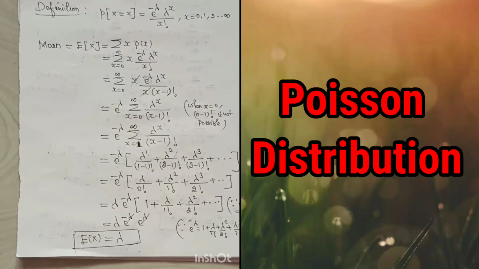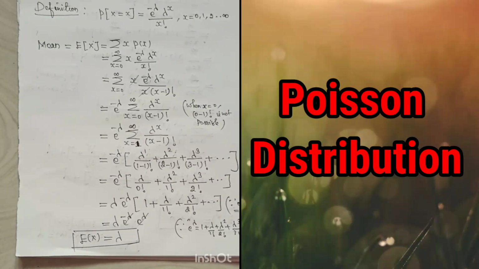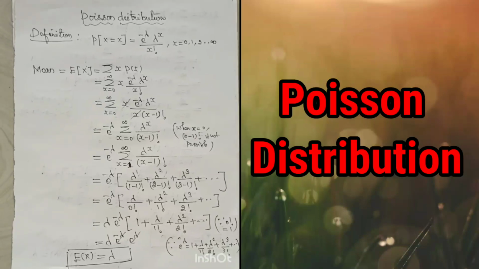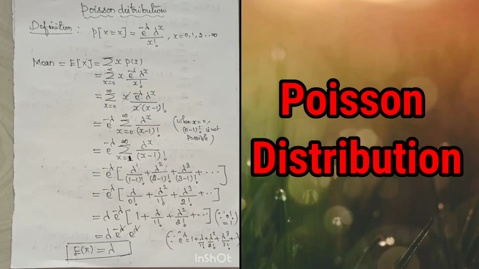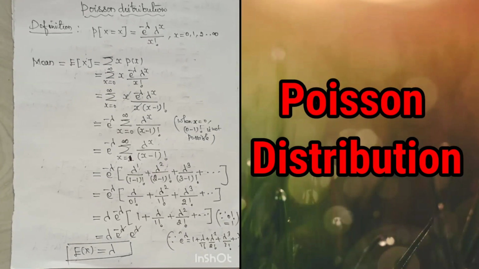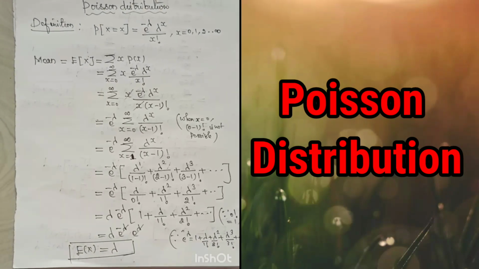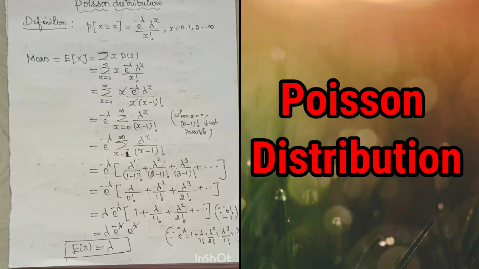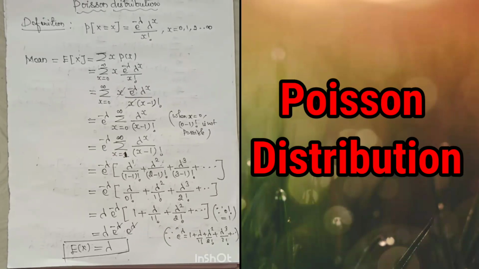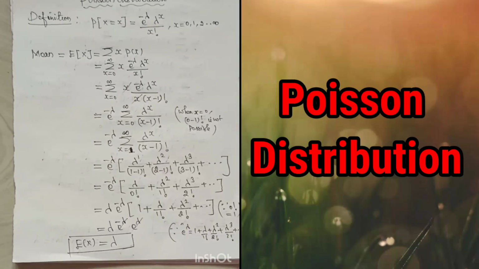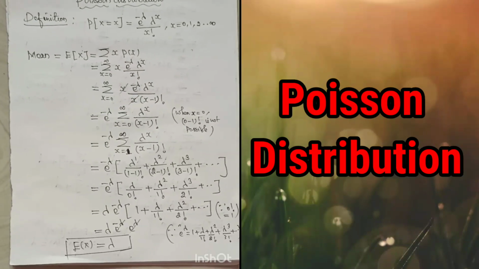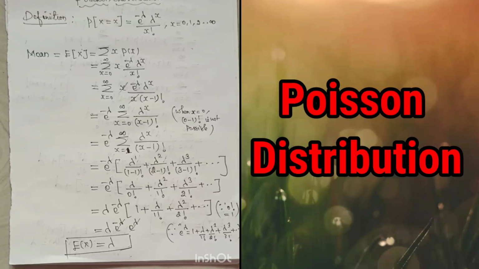(x minus 1) factorial, because the numerator as well as the denominator has x, so it cancels. This is equal to e power minus lambda summation x equal to 1 to infinity lambda power x divided by (x minus 1) factorial, because if you take x equal to 0, minus 1 factorial is not possible. That's why we are taking x from 1 to infinity.